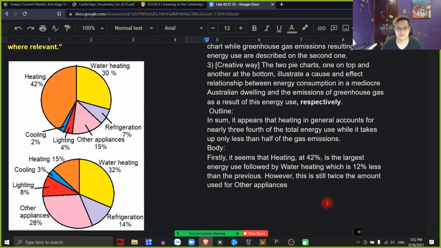This is still twice the amount used for other appliances. Water heating, sir? Sorry. Yes. This stands here for water heating. Yes.